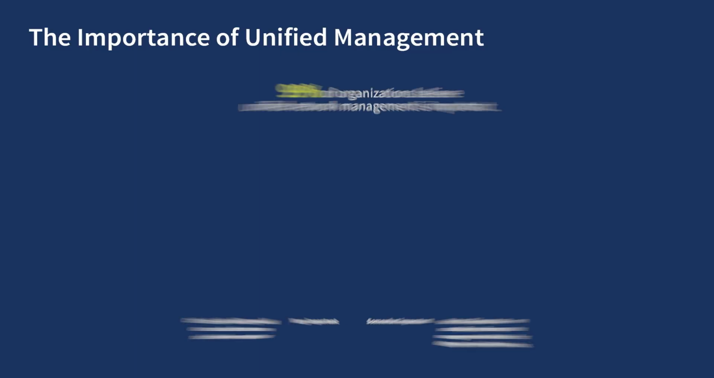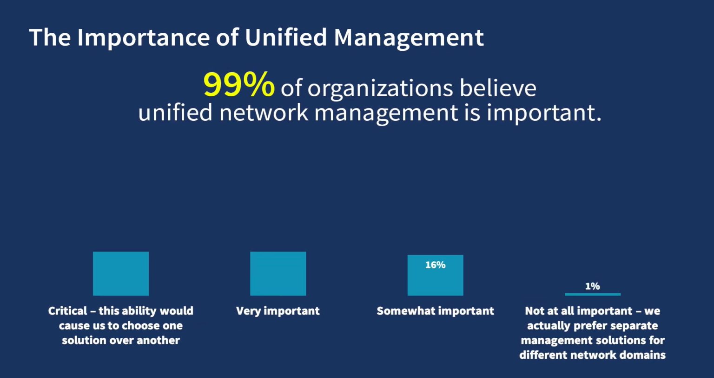We know that having some form of unified management is important. ESG research highlights that 99% of organizations believe unified network management is important, with 27% stating it's critical. Given the cost, ripping and replacing to try and achieve that is not practical, especially with network devices remaining in use for up to a decade. Even if full unified management is not possible right now, there are areas that organizations can and should focus on.